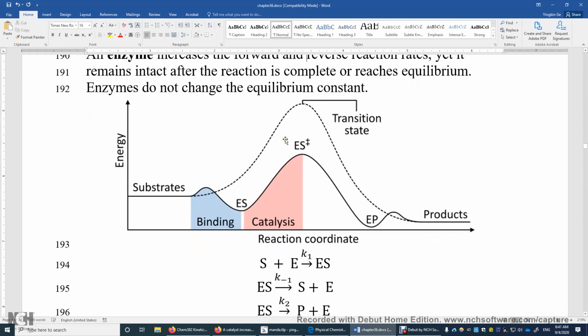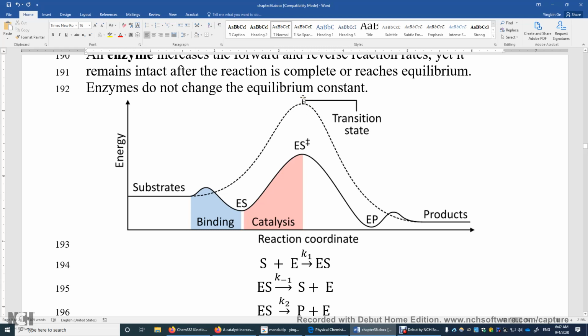So let's look at the diagram here. We have the reactant or substrate here. We have the product over here. If we go from S to P, we need to overcome a reaction barrier. Over here, with the highest energy, this is the so-called transition state.